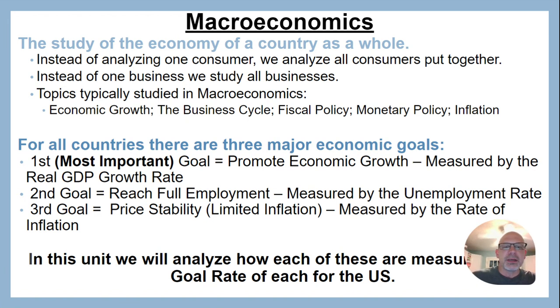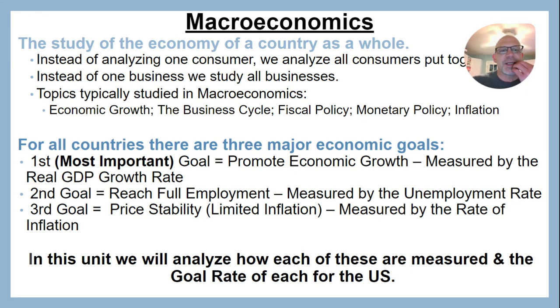The second goal we'll look at, topic 2, is reaching full employment. I'll explain what that is, and that's measured by the unemployment rate. And then the third goal, price stability, which means basically we don't want to have a lot of wild-ranging price level changes in a short amount of time, and we measure that through what's called the rate of inflation. So we'll look at that in topic 3.